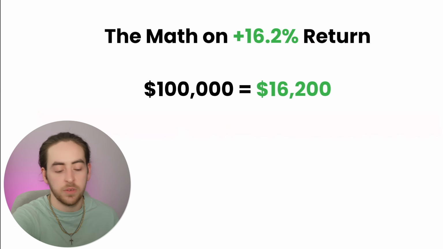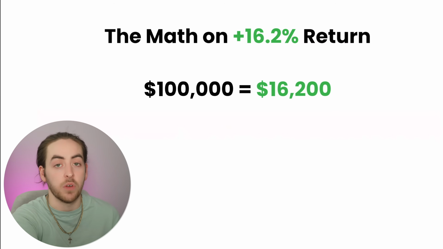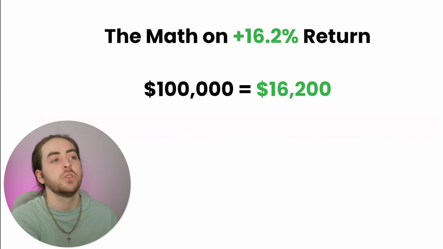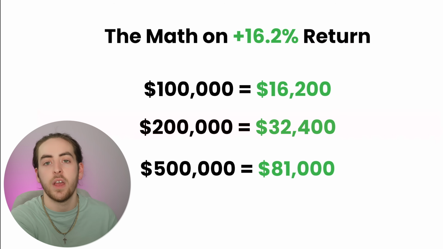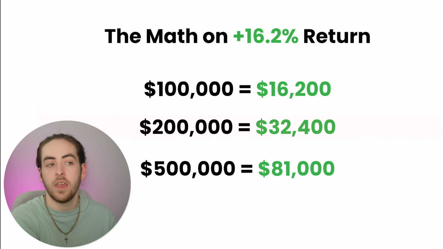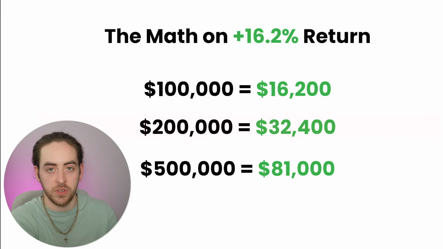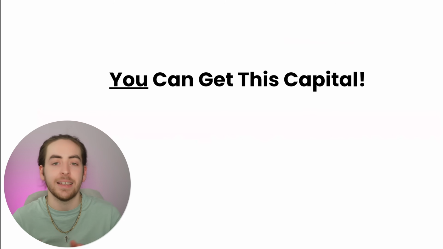But let's turn it up a notch, because you probably don't just have one account, or you don't have to settle with one account with the amount of funding that's available nowadays. So if you were to double the funding you had, you would have $32,400 in profit from the very same percentage return. And as you can see, if you jumped it up again to $500,000 in funding, you'd be taking home $81,000, which is over $20,000 per month over this time span. And the thing is, you can get this capital.